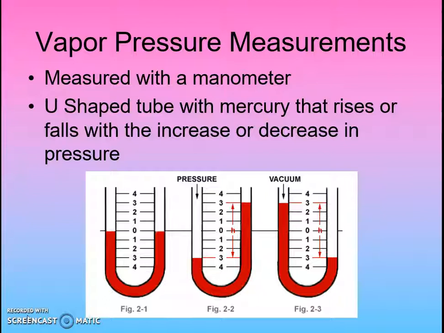And as there is a greater amount of pressure, as we see in the middle figure there, 2.2, it pushes down greater than the atmospheric pressure, causing it to rise, and you can take that difference in height and do a calculation and determine how much pressure there is. Conversely, if there's a low amount of pressure, it kind of creates a vacuum. Now the atmospheric pressure is winning that battle, pushing down. And again, you can measure that height and figure out what the pressure is of the vapor you're trying to figure out.